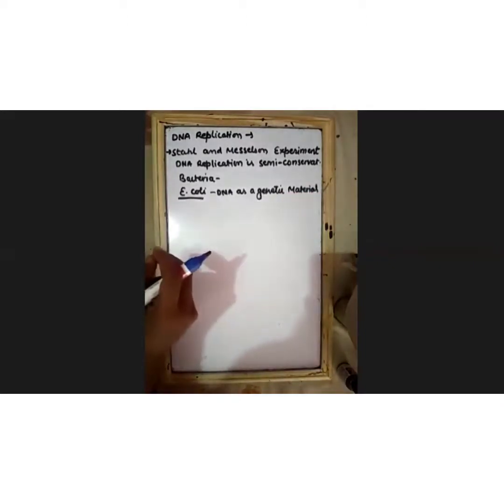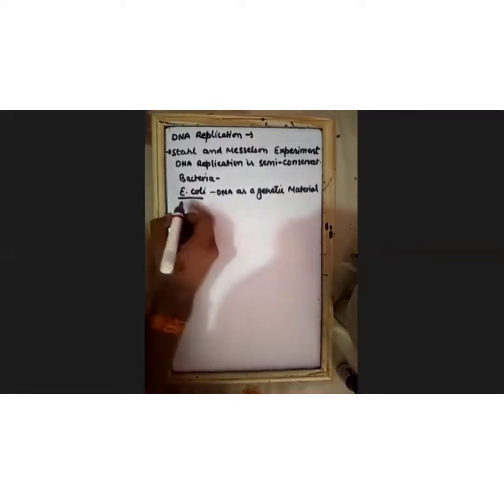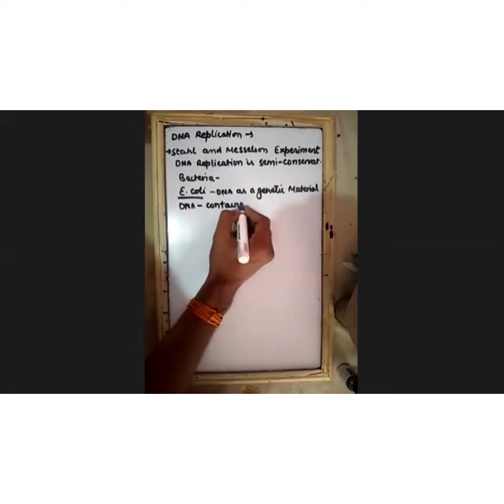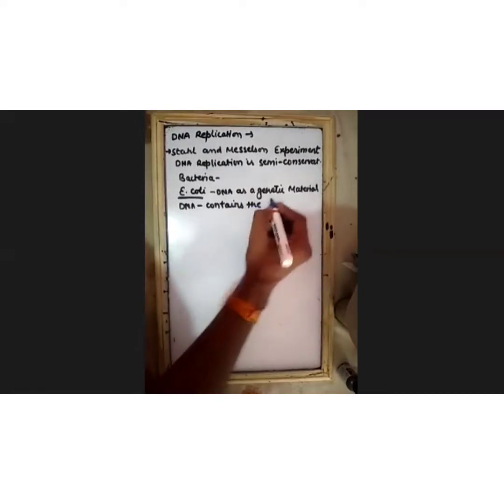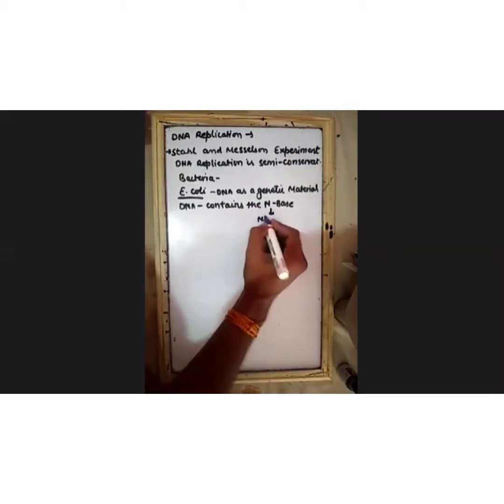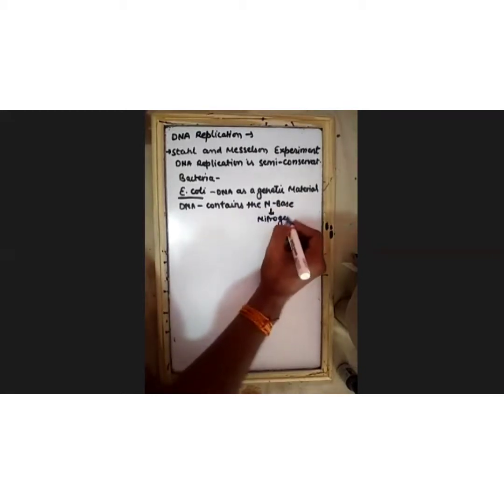Now, we know that DNA contains the nitrogen base, and in this nitrogen base, obviously there will be nitrogen atoms. You have to remember this thing.